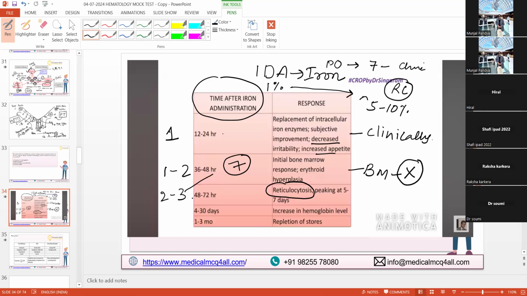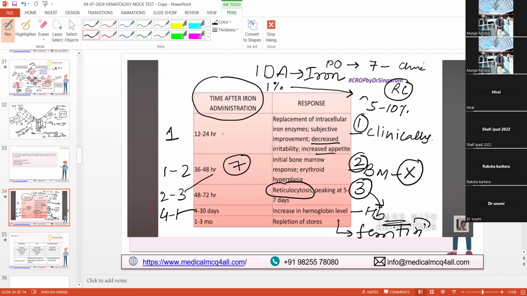And after that, from 4 days up to 1 month, you can see an increase in the hemoglobin, right? And lastly the ferritin will increase. So this is the pattern. First is clinical improvement, second is bone marrow improvement, third is blood or retic improvement, fourth is hemoglobin, and last is ferritin. So once everything is complete and erythropoiesis is done, then your goal is to increase the ferritin.